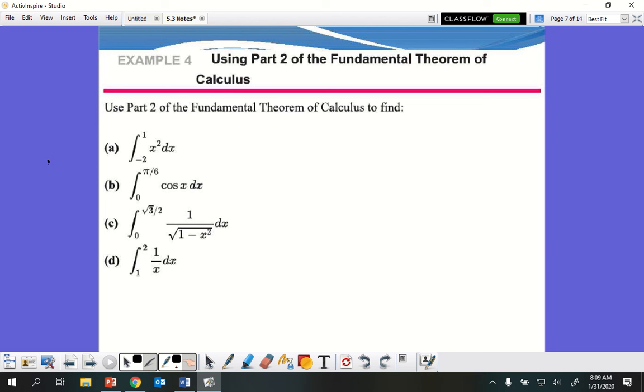So using part 2 of the fundamental theorem of calculus, let's go back. The second fundamental theorem of calculus, what was it? It's the top minus the bottom, right? So the integral of the top minus the integral of the bottom. That's basically it.